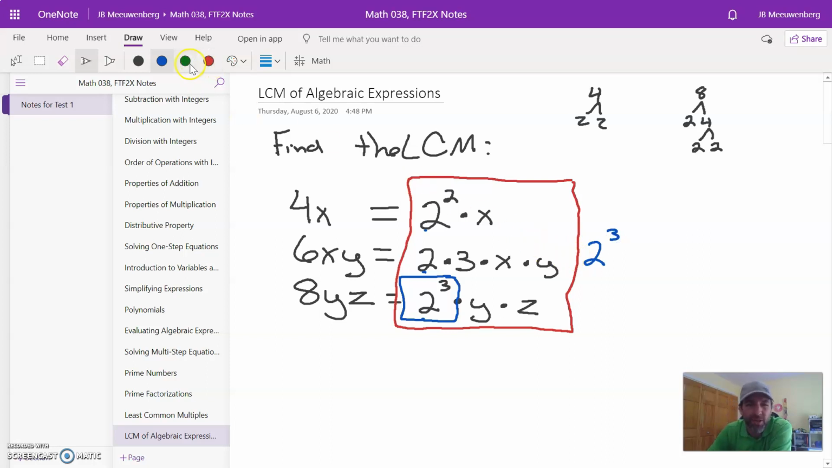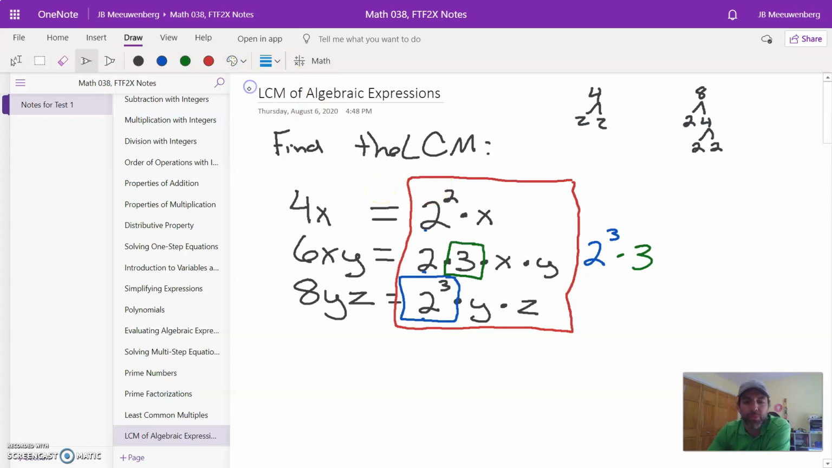What else do we have? We have a 3, and we only have one 3. So our least common multiple has to have a 3. I hope that makes sense to you. Because 6 is in the numbers that we're looking at, the least common multiple has to be a multiple of 6. And every multiple of 6 has a factor of 3. So our least common multiple has to have a factor of 3 in it. Okay. So we're done with the 2's and the 3's.